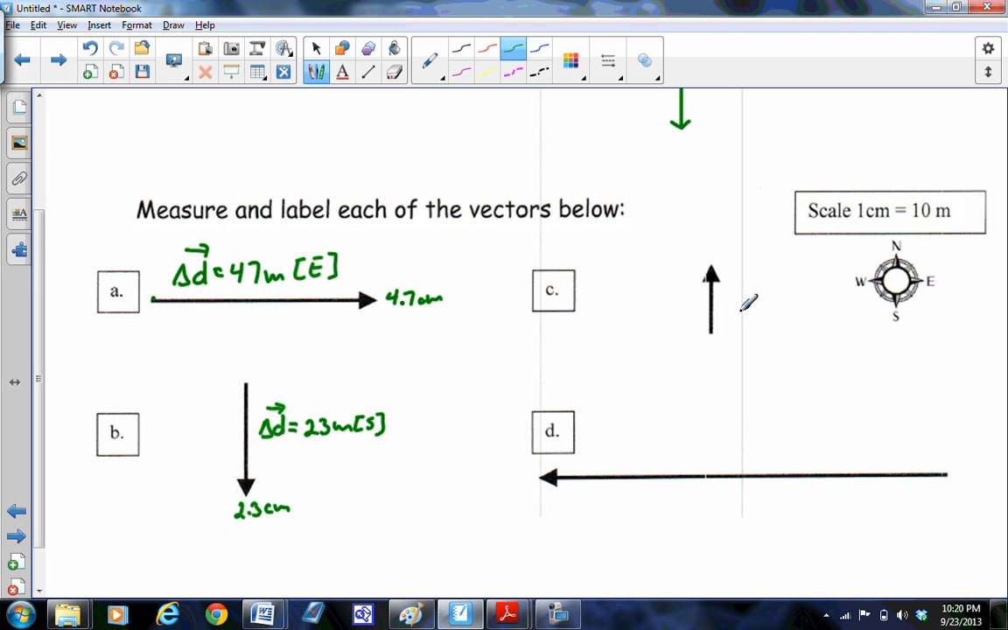Okay, when you do this one, third vector, this one is, I believe, 14 meters, so 1.4 centimeters, going to the north. And this one over here is 8.3 or 83 meters, and it's going to the west. So pretty easy. So things you have to keep in mind, have a compass point, have a scale, and then you label or you draw the vector appropriately.